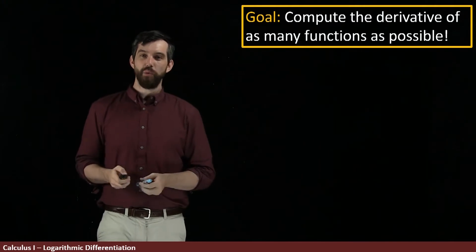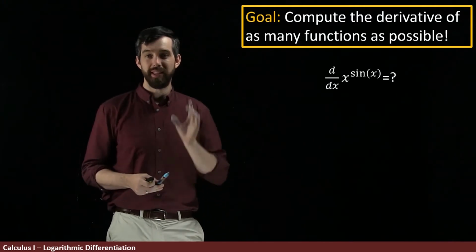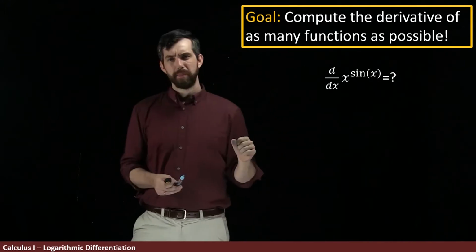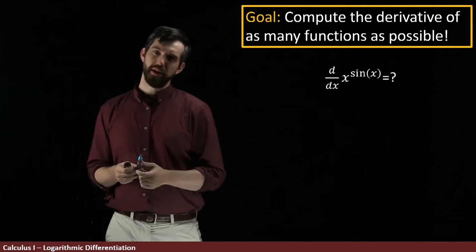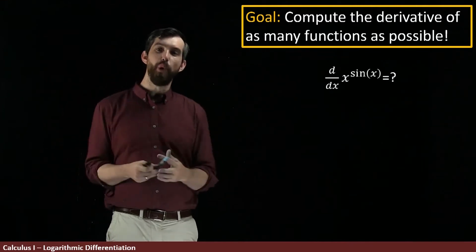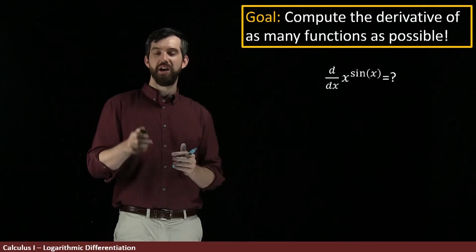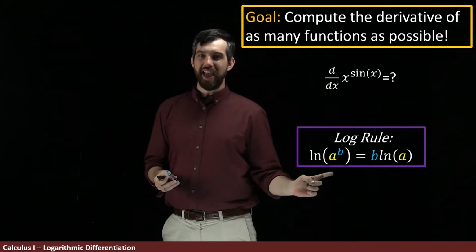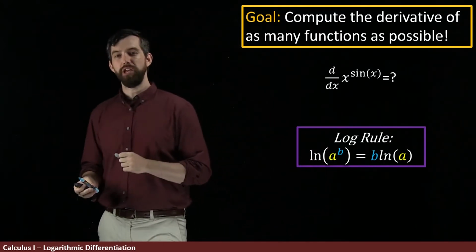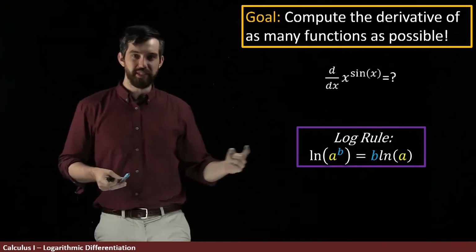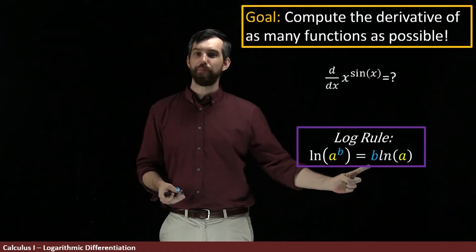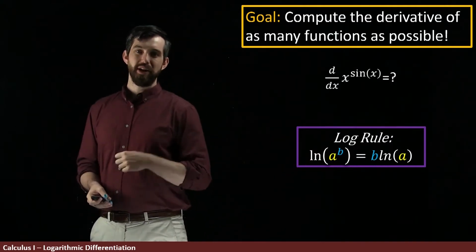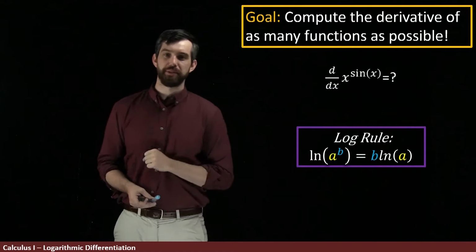For example, we do not know how to take the derivative yet of x to the power of sine of x. So how can we solve something like this? What I want to exploit is a nice little fact about logarithms. And the fact is this. If I'm going to take the natural log of a to the power of b, then one of the rules of logarithms is that this exponent that I have can be brought down at the front: b times the natural log of a.